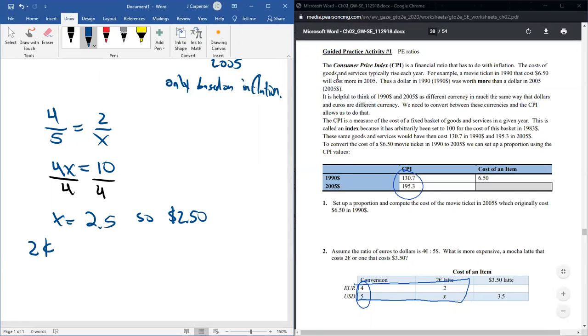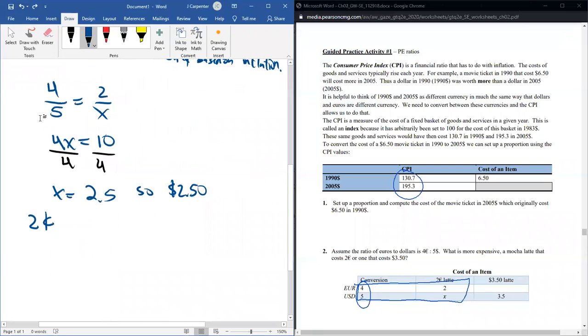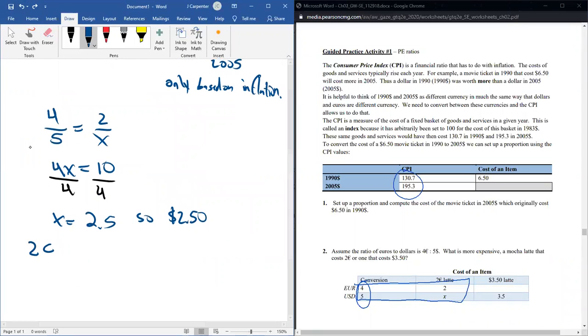That says that the 2 euro latte costs $2.50 in America. So the 2 euro latte would cost you $2.50 in the USD, not USA, USD.